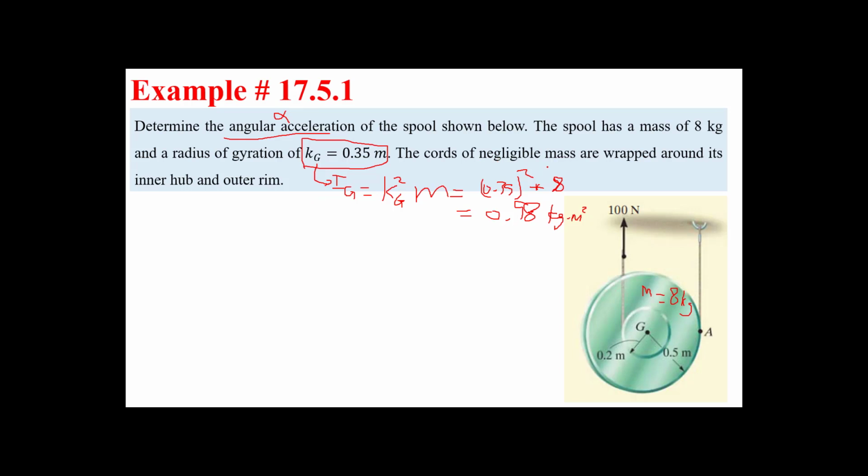The cord is of negligible mass, so we take the cord as if its mass doesn't exist. It exists, but its mass is negligible. It is wrapped around its inner hub. So here we have a cord wrapped around the inner hub, and another cord on the outer rim. Okay. What is required? We need to find the angular acceleration.